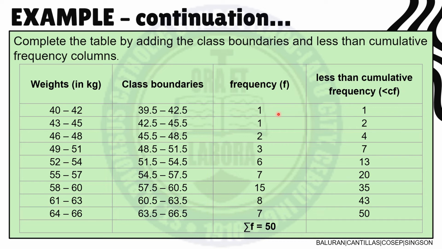For the less than cumulative frequency column, we will copy the frequency from the lowest class, which is equal to 1, after which we have 1 plus 1, it becomes 2, 2 plus 2, 4, 4 plus 3, 7, 7 plus 6, 13, 13 plus 7, 20, 20 plus 15, 35, 35 plus 8, 43, 43 plus 7, 50. You have to make sure that the less than cumulative frequency of your highest class should be equal to your summation of f.